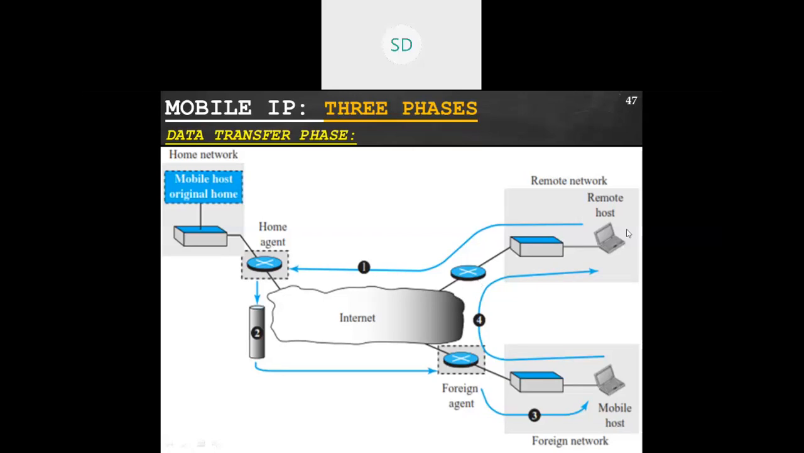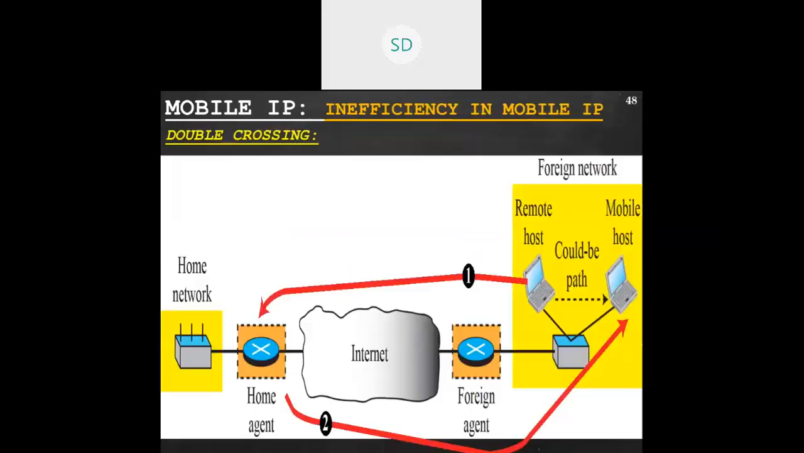So basically there are three phases, starting with the advertisement phase, solicitation, advertisement, after that the registration and reply phase, and then the data transfer. Data transfer is what we have discussed now. Now in this there are certain problems involved, like inefficiency in mobile IP.